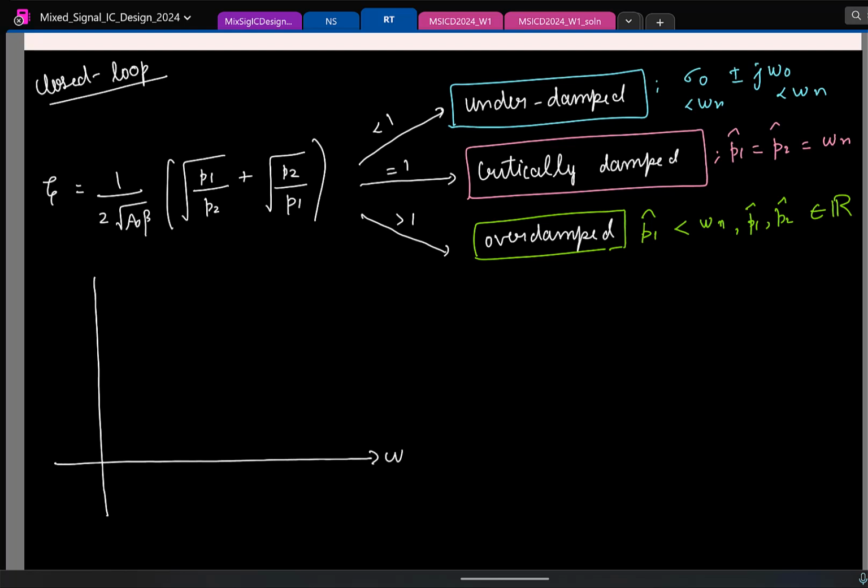This is omega. This is the magnitude of the closed loop gain, right? So one thing I already knew was the following: for low frequencies, it was 1 by beta approximately, and for high frequencies, it was following my open loop gain's transfer function. So now let's look at all the 3 cases. Let's start with the critically damped case.